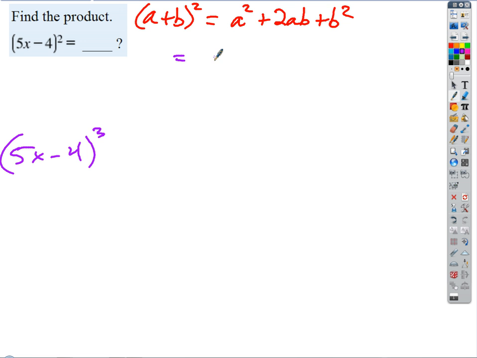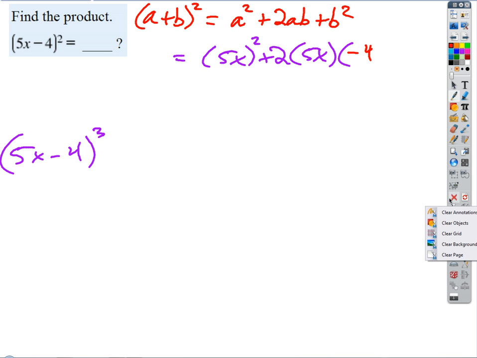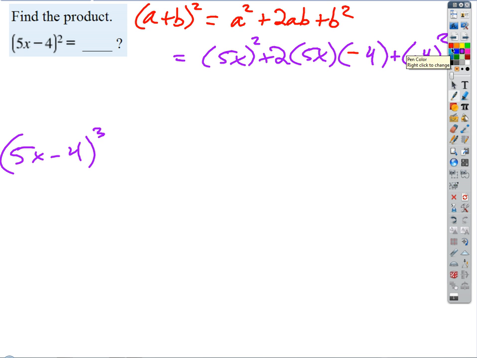We're going to get a squared, which would be 5x squared. And that's what we're going to get, 25x squared. But here we're going to get 2 times a times negative 4. There's the negative sign, right? Plus 16. Plus negative 4 squared. But a negative number to an even power is positive, right?